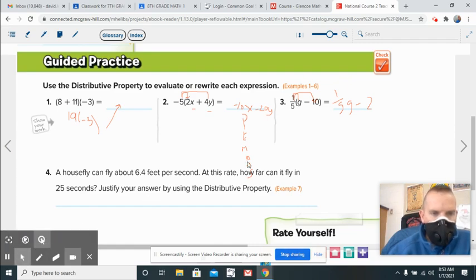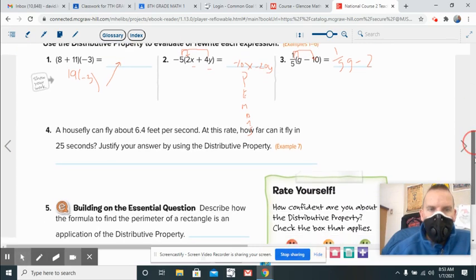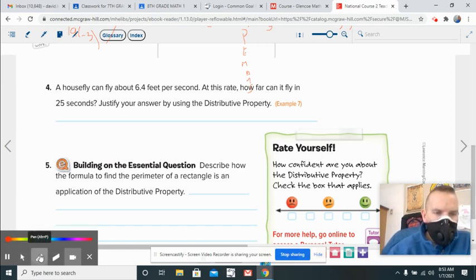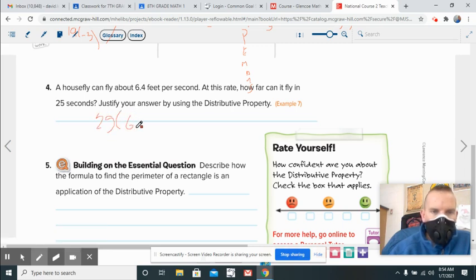Next problem. A housefly can fly at 6.4 feet per second. At this rate, how far can it fly in 25 seconds? Well, we have 25 seconds. We have to take that times 6.4, right? Because if it was 2 seconds, you could do 6.4 plus 6.4, or 6.4 plus 6.4 plus 6.4 plus 6.4 plus 6.4, 25 times.